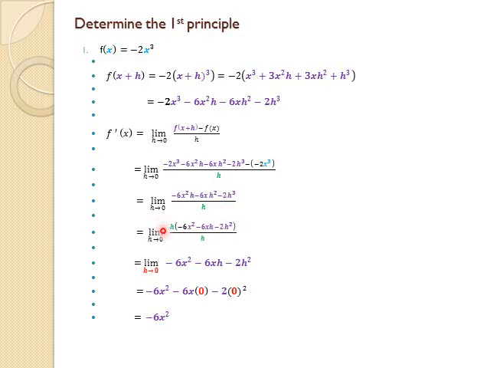h and h cancel. So I'm left with minus 6x squared minus 6xh minus 2h squared. Now I drop the limit by substituting it in, so h there becomes 0 and h squared 0 squared. So my final answer, minus 6x squared, using first principle. Use the rule of differentiation. 3 times negative 2 gives me negative 6. 3 minus 1 would give me 2.